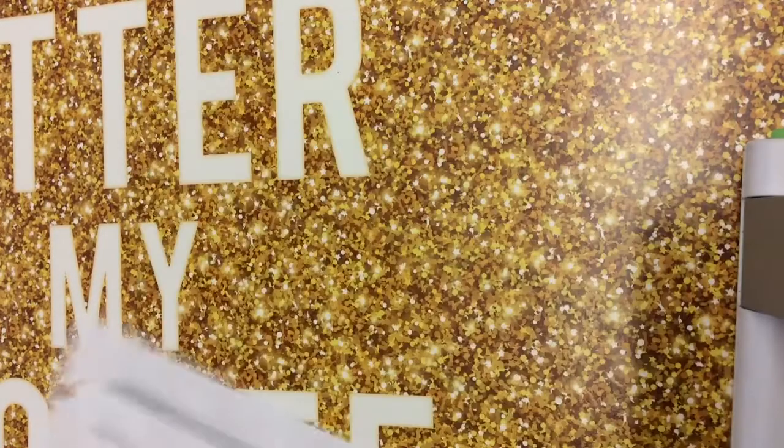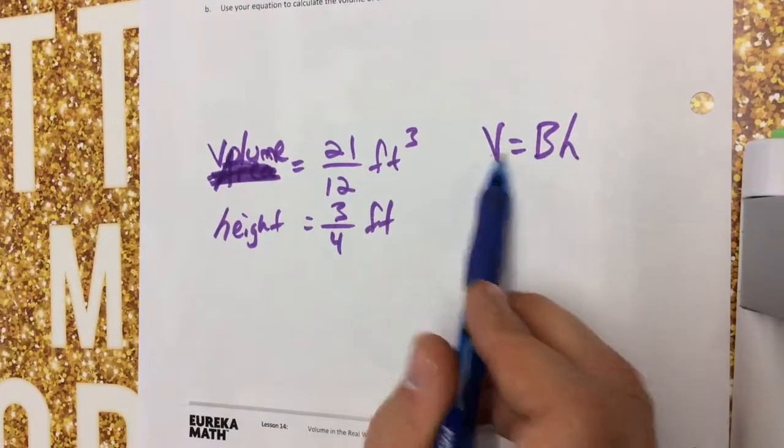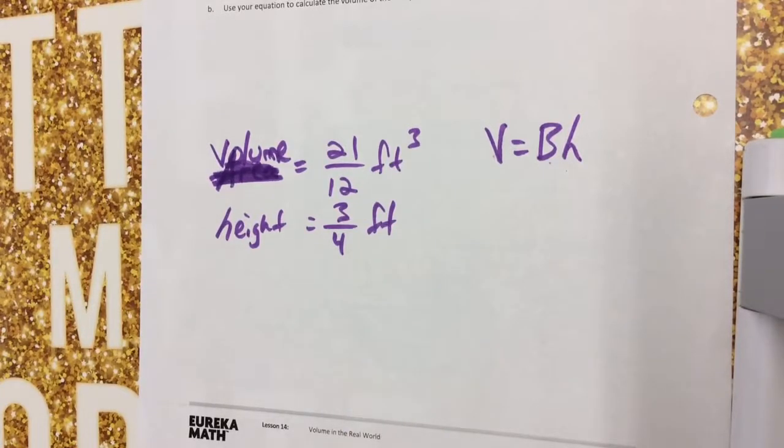So looking at that, I actually wrote it on the back side here so we could see it a little bit neater. The volume is 21 over 12 feet cubed, and the height is 3/4 of a foot. And we have this formula: volume equals the area of the base times the height. And we can substitute the values in that we know.